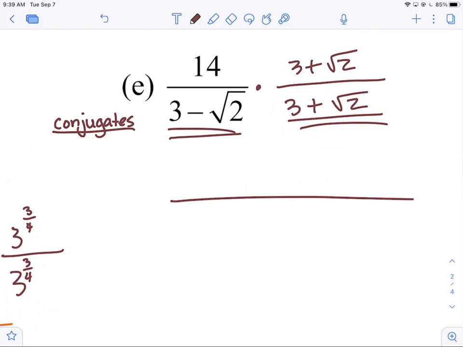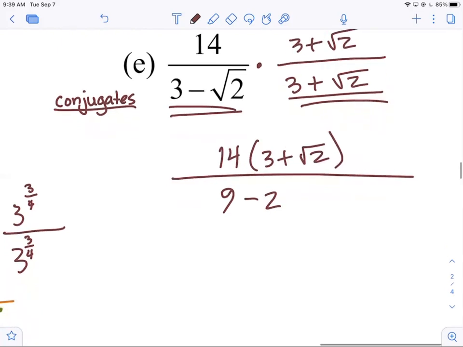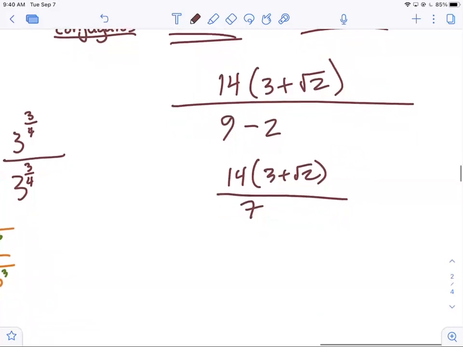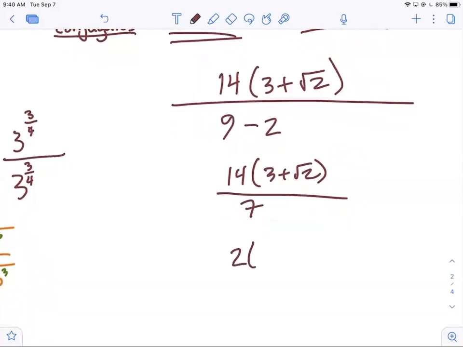3 times 3 is 9. Look what happens on the inside and outside. Minus 3 root 2 on the inside, plus 3 root 2 on the outside. That's 0. And then you're left with negative root 2 times positive root 2, which is negative 2. And on the top, I won't distribute. I'll just leave it like this. And now if I simplify, 14 over 3 plus root 2, 9 minus 2 is 7. And 14 divided by 7 is 2.